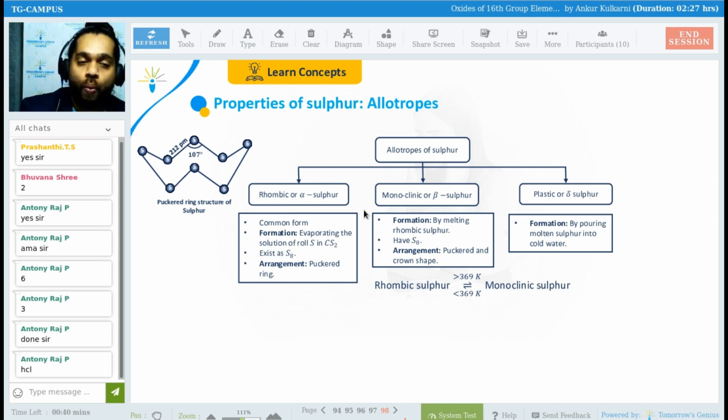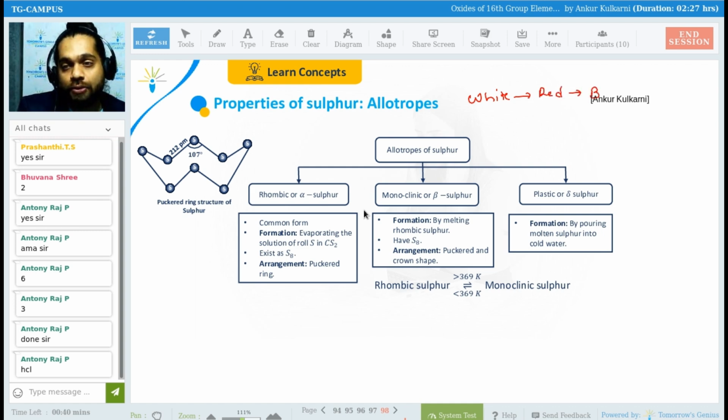Yes, white, red, black. Which one was the most reactive? Those who have attended the last lecture. White, red or black, which is more reactive? Prashanti, Sarjana?